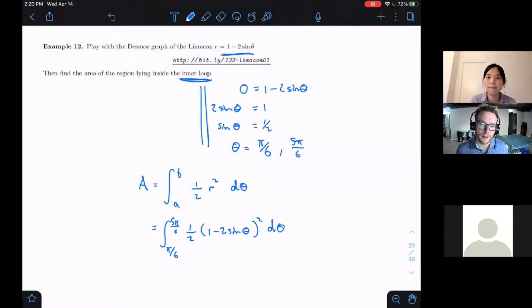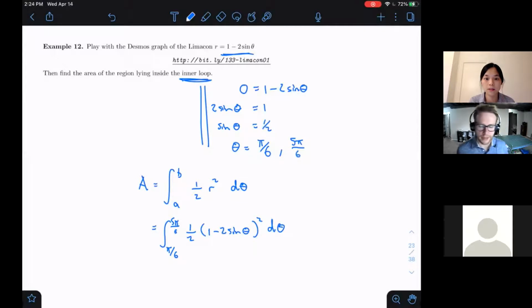I just had a quick question similar to the one that was just asked. When you get sine theta equals 1/2, what happens if there were more than 2 values for half? How would you set up the integral? Like, how would you choose?